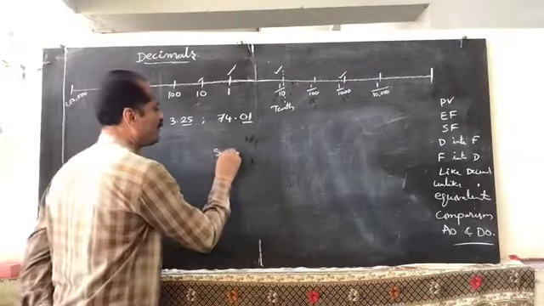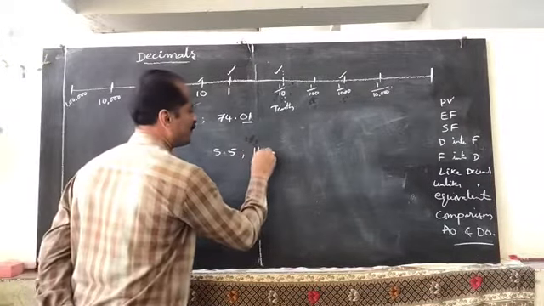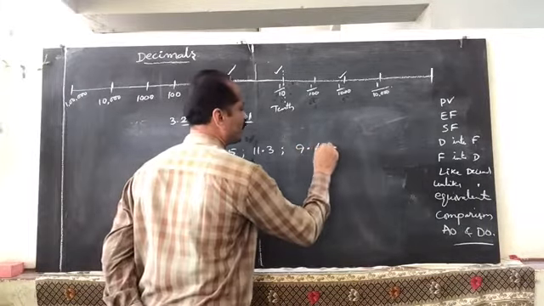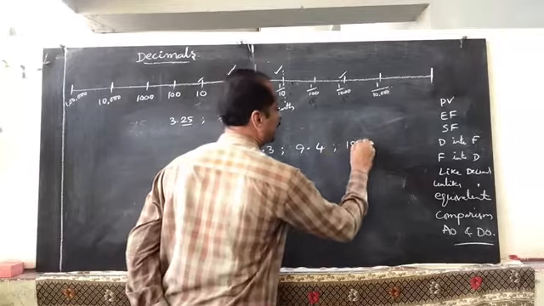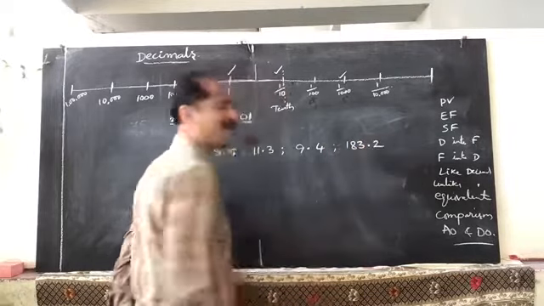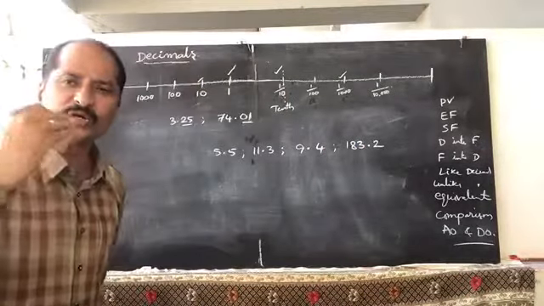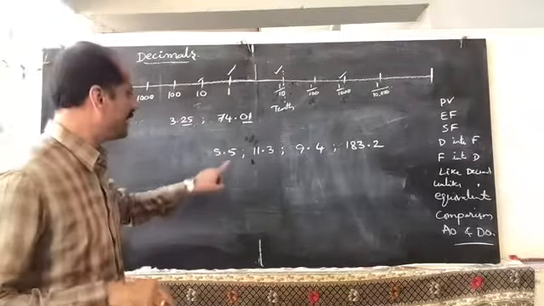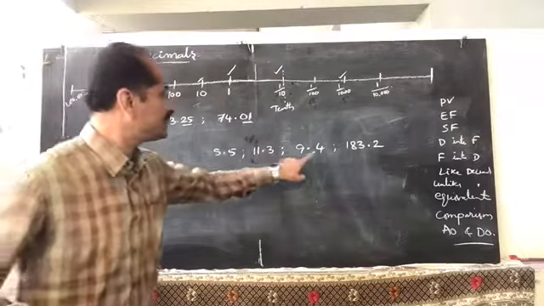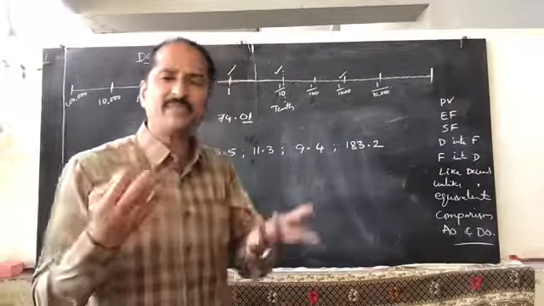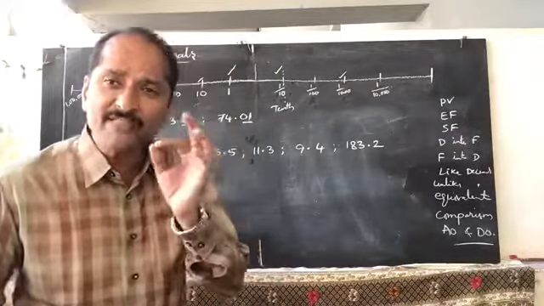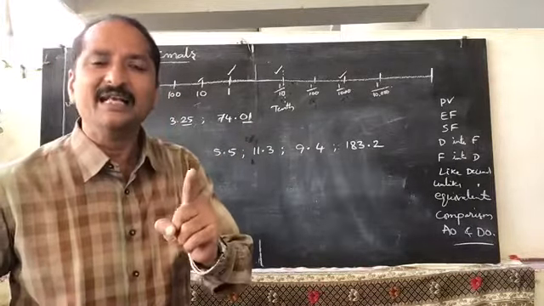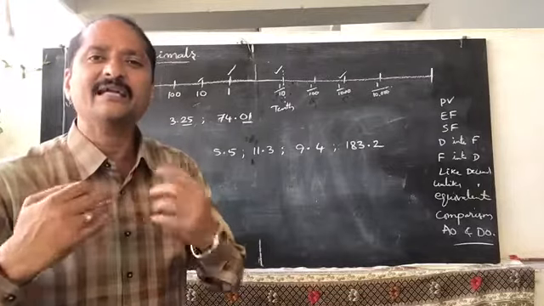So 5.5, 11.3, 9.4, 83.2. Whatever may be the value in the decimal part, don't bother about the value. Here it is 5, it is 3, it is 4, it is 2. Whatever the value, we should count the number of digits. If the number of digits in the decimal part are equal, then they are said to be like decimals.